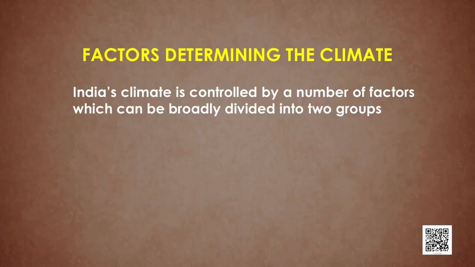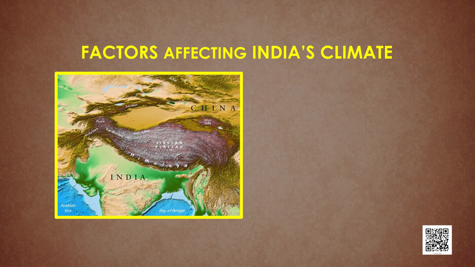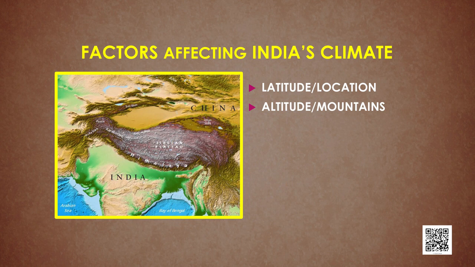Most of the factors are related to location and relief, while the others are related to air pressure and winds. So, children, India experiences variation in climatic conditions. The main factors affecting these are: 1. Related to location and relief. The second are related to air pressure. Now, we will talk about location and latitude, altitude and Himalayas, surface winds and air pressure separately one by one.